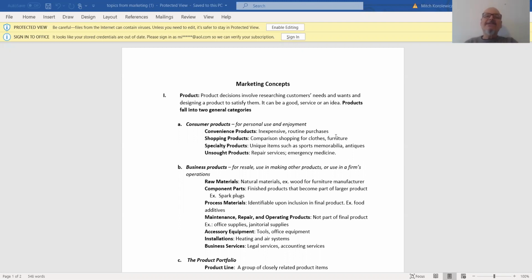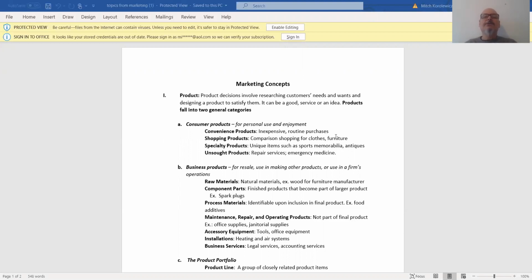We find that these topics tend to be on these comprehensive exams. So let's go over some of these specifically. Product. Remember, product decisions involve researching customers' needs and wants and designing a product to satisfy them. Remember, it could be a good, a service, or an idea. And they basically fall into two general categories, right?